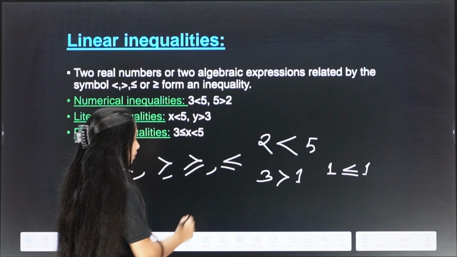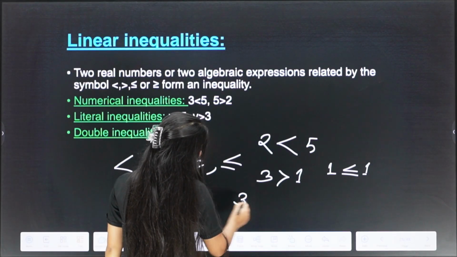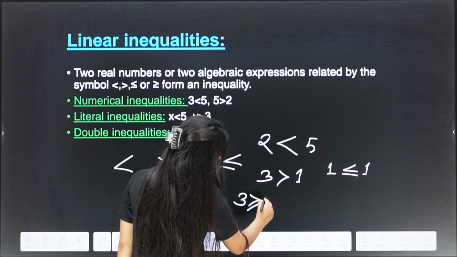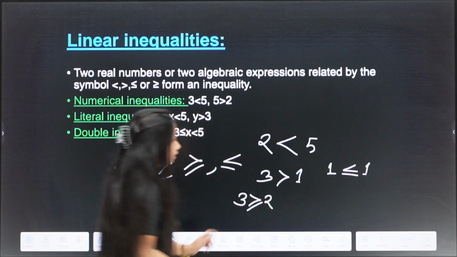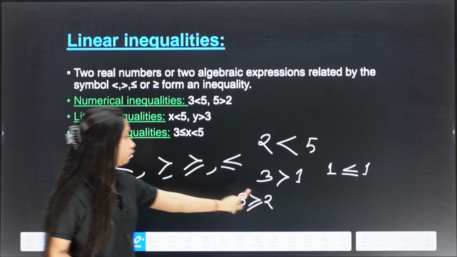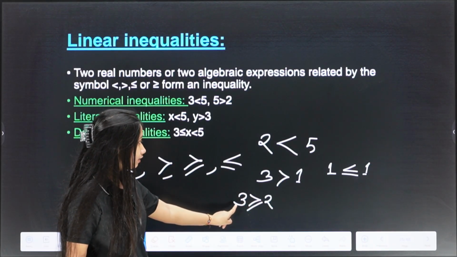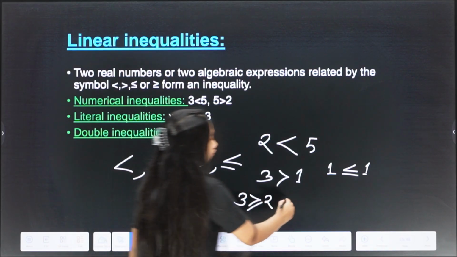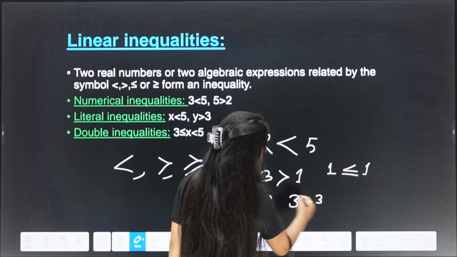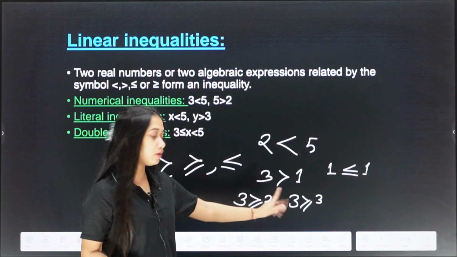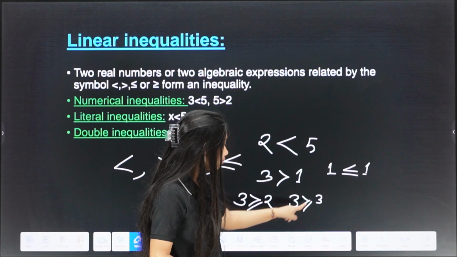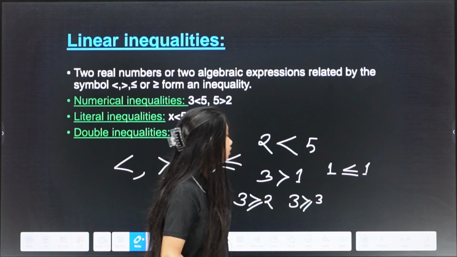Again, if we write 3 is greater than or equal to 2, this is also true because 2 is less than 3, that is, 3 is greater than 2. Again, if we write 3 is greater than or equal to 3, this is also true because 3 is equal to 3. Here it is the equal symbol, so 3 is equal to 3.